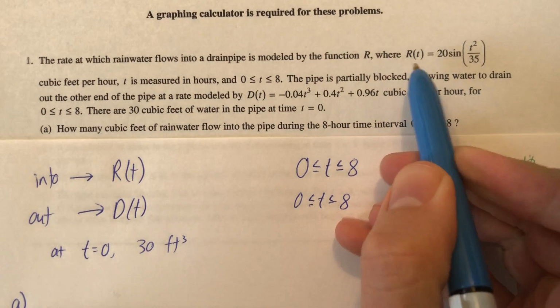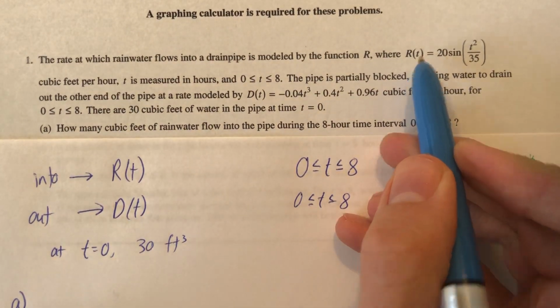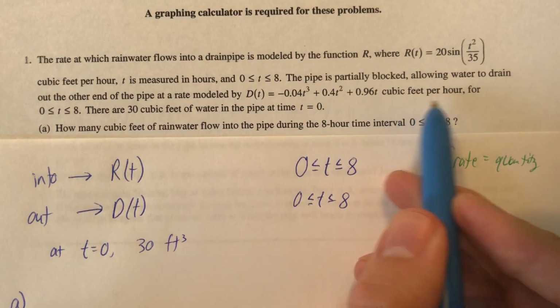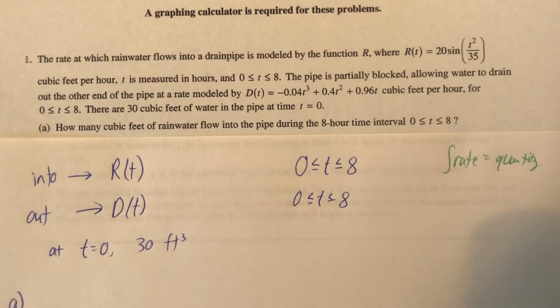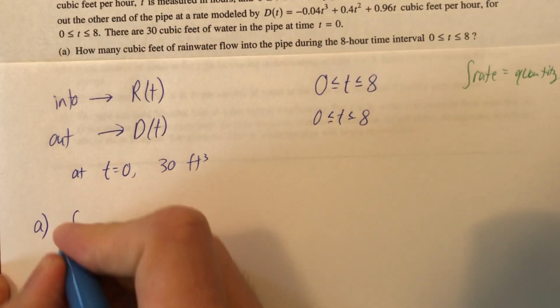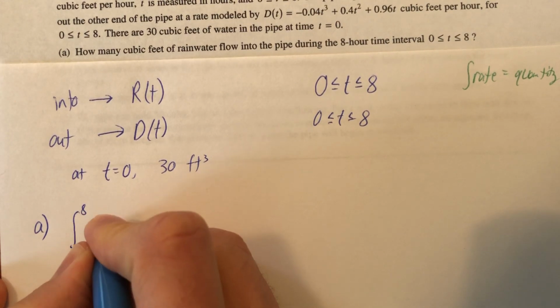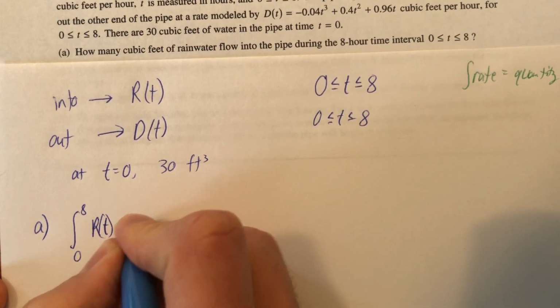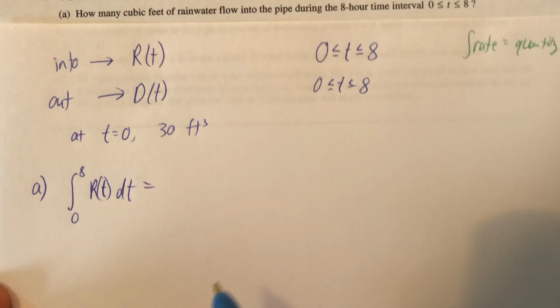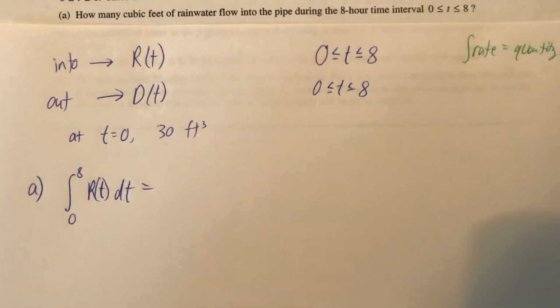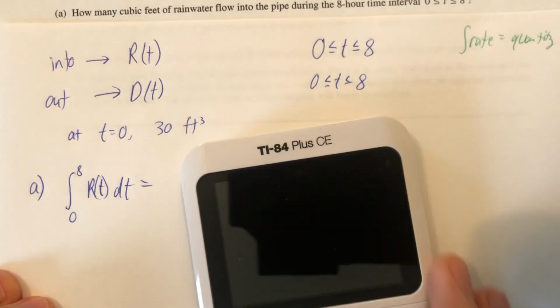And I hope you realize that this is a rate, not because it's R, but because it's cubic feet per hour. This is a rate, also cubic feet per hour. So if I integrate that rate, I'll get the quantity. I want to know the rate at which it's going in. Part A is the easier of the 4 parts. So from 0 to 8, we will integrate R of T, dt, and we'll find out what it is. If you want to write the actual function down right here, that's fine. If you want to put R of T, that's fine. It's already been defined. So very quickly, I'll go through this process.